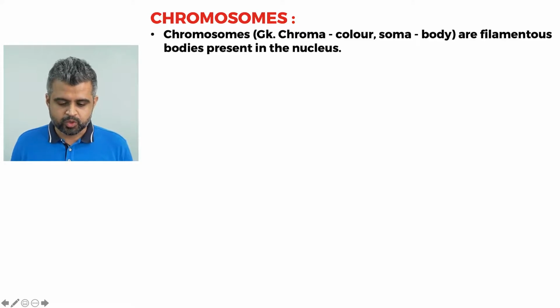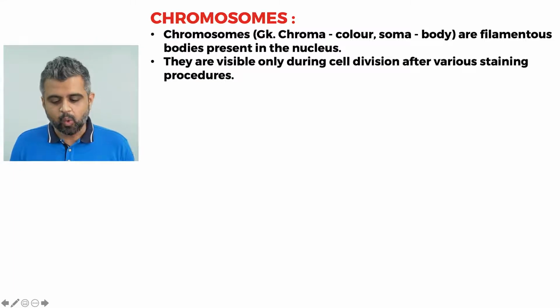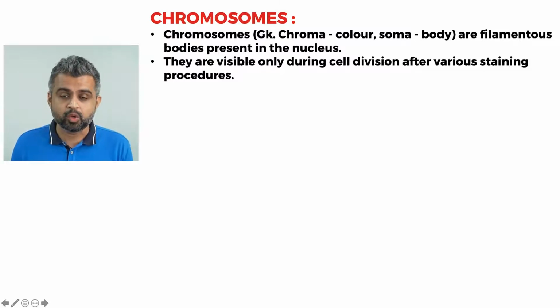So you know that chromosomes come from the Greek word chroma, which means color, and soma, which means body. So colored bodies which are seen in the nucleus during cell division are called chromosomes. So chromosomes are filamentous bodies present in the nucleus. They are visible only during cell division after various staining procedures. Another point to remember here is they are visible only during cell division after staining procedures. You cannot see chromosomes by directly placing a cell in the nucleus. You will have to use staining methods.